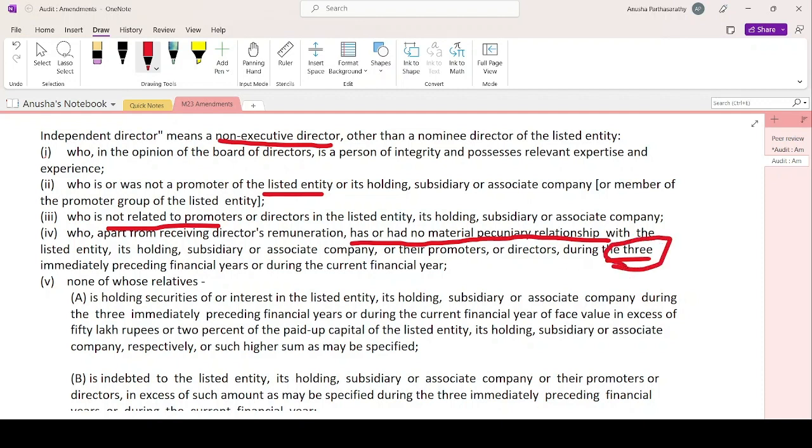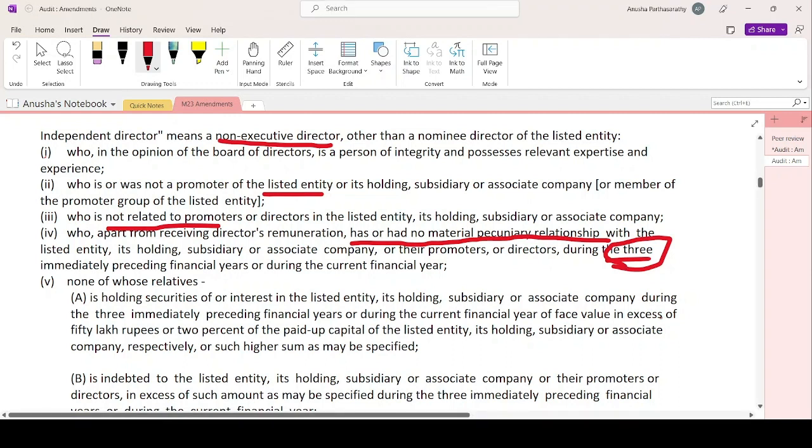This is the area of amendment. During the 3 immediately preceding financial years or during the current financial year, he should receive only the director remuneration or the sitting fees, but should not have any material pecuniary relationship either with the listed entity, its holding, subsidiary or associate company, or their directors or promoters. Anybody should not have any material pecuniary relationship.